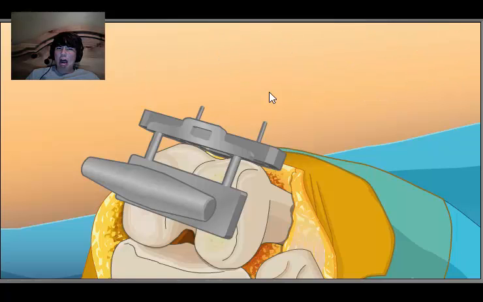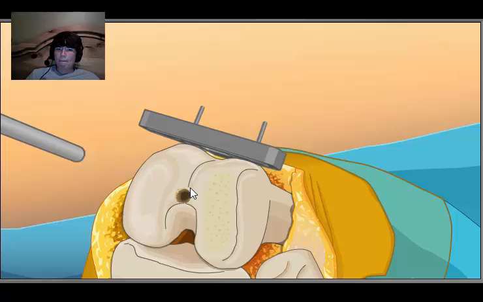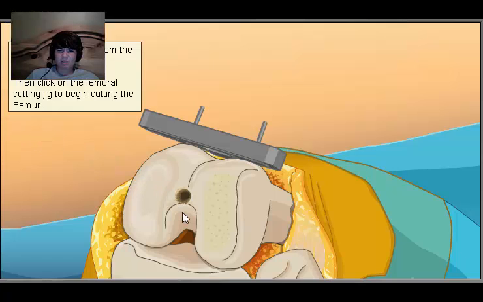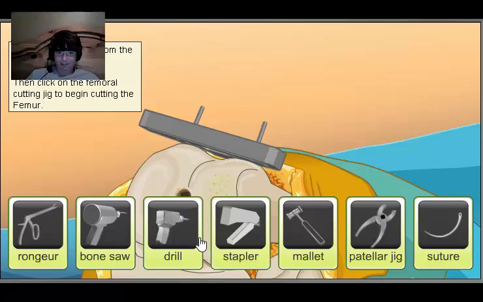We can now remove the alignment device. The pins will hold the jig firmly in place. Now for some real bone shaping. I'm so glad I do not want to be a surgeon. Use the bone saw to cut the bone so it is prepared for the new femoral component. Wait, what is the bone saw? Okay.